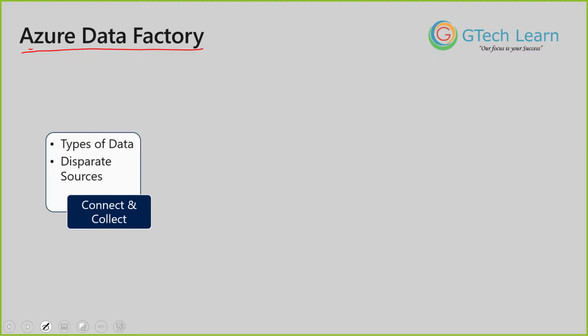So when we talk about connect and collect, we discuss the types of data, what kind of data we want to bring into our Azure Data Factory for further processing. Apart from that, because the data is on separate sources, with different forms of data available, the first phase talks about connecting and collecting data from those different sources.